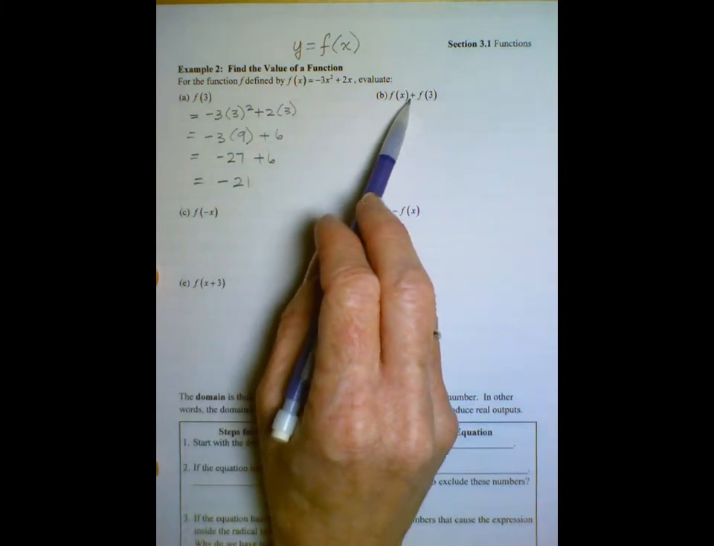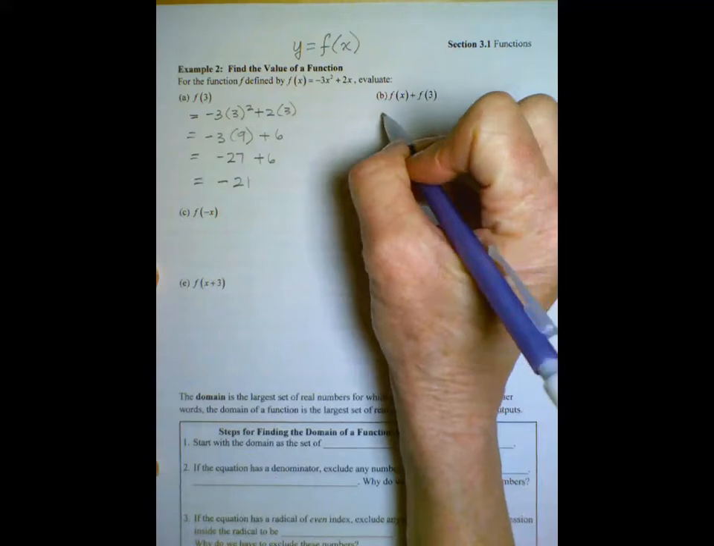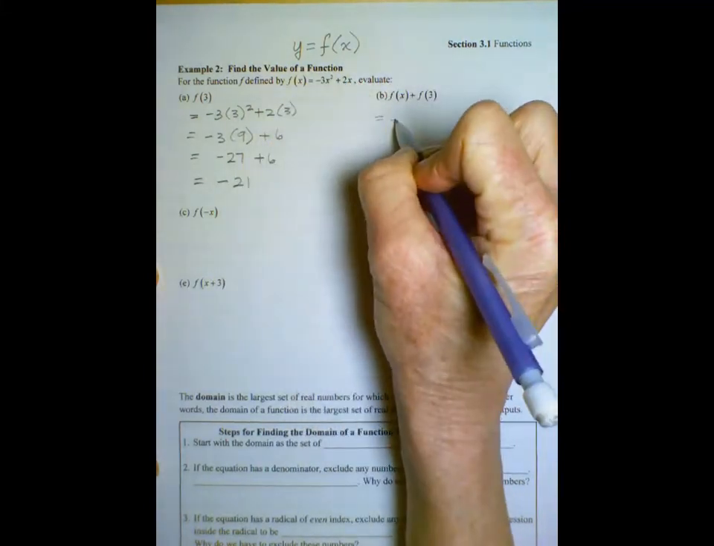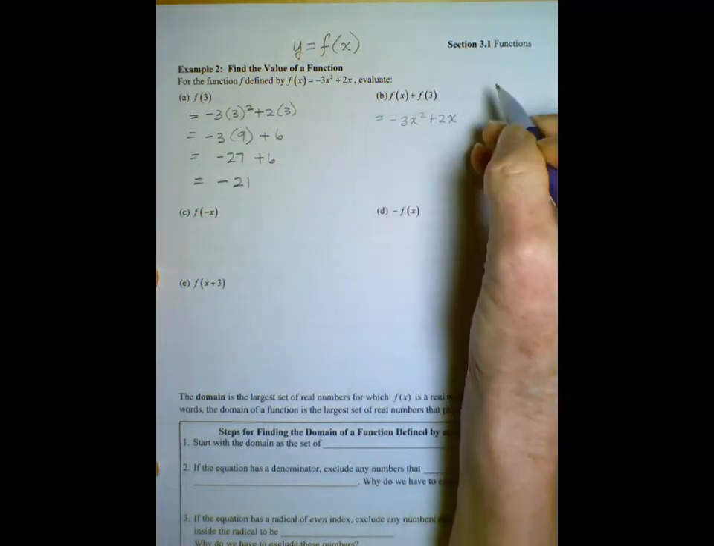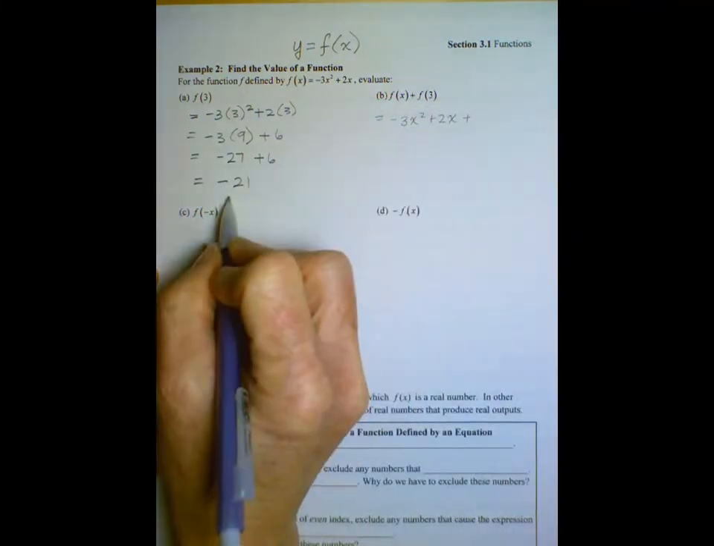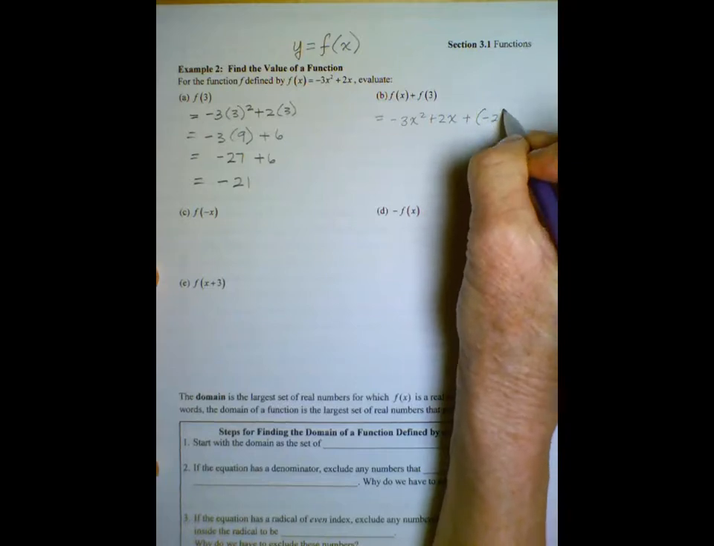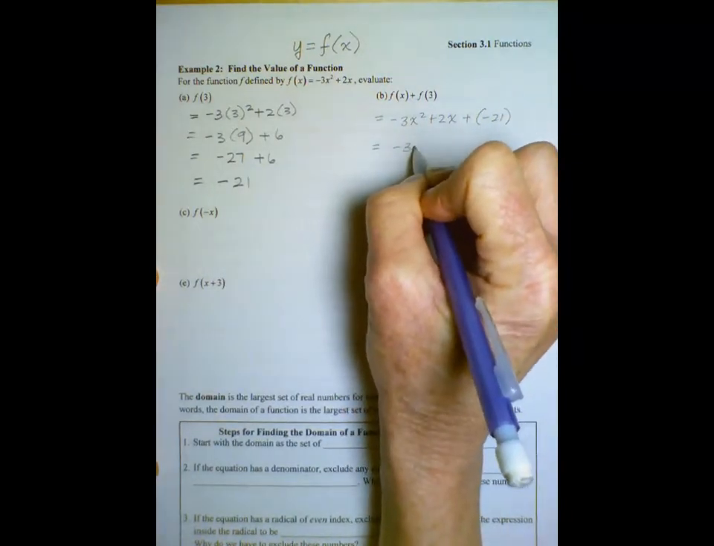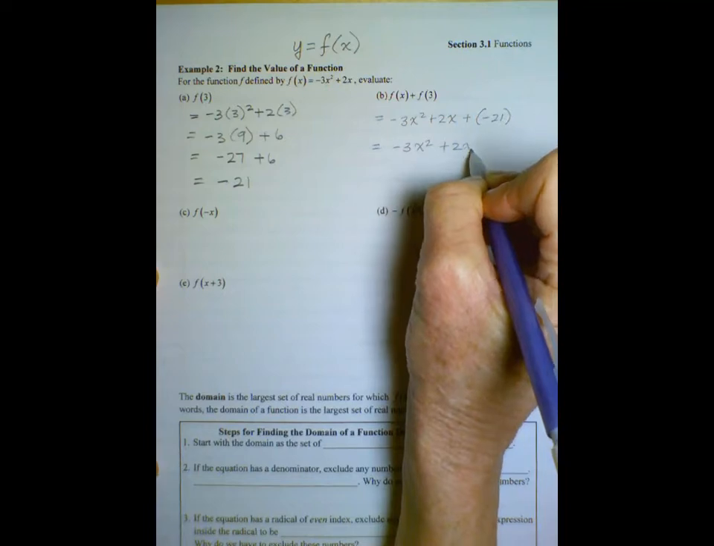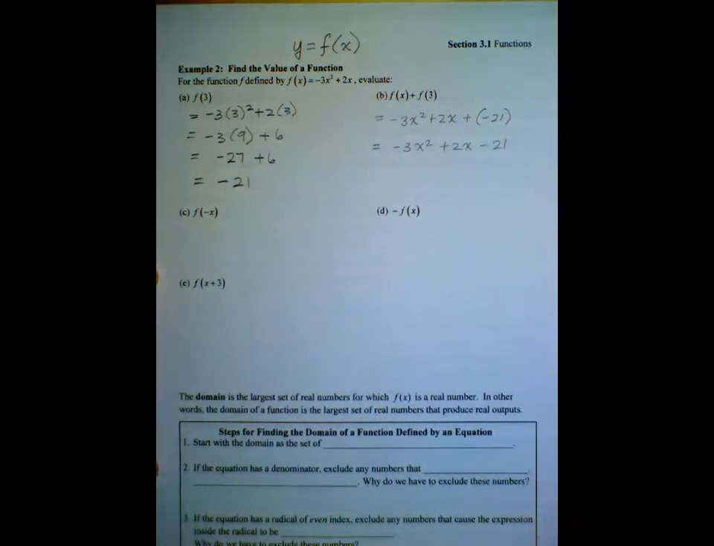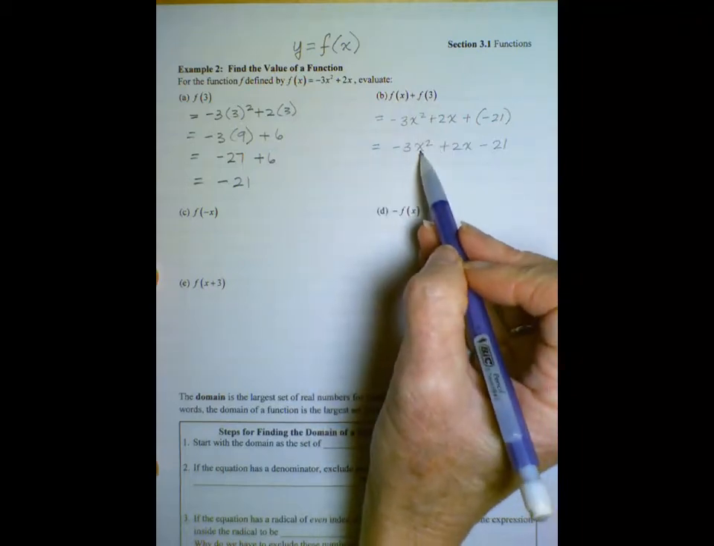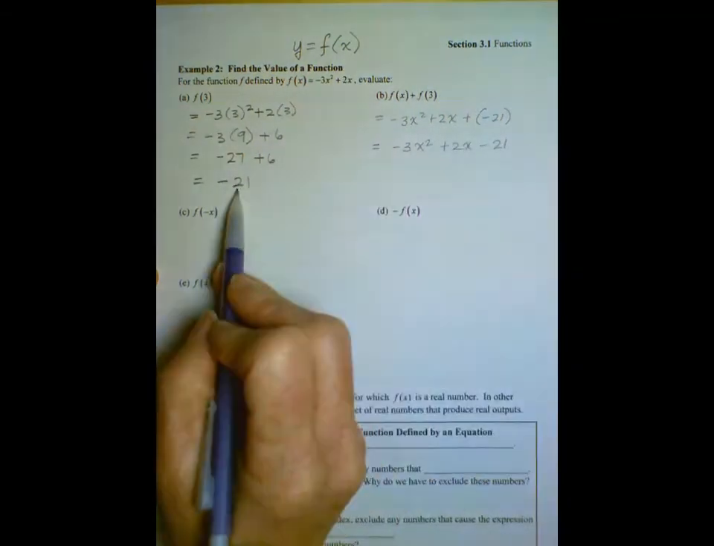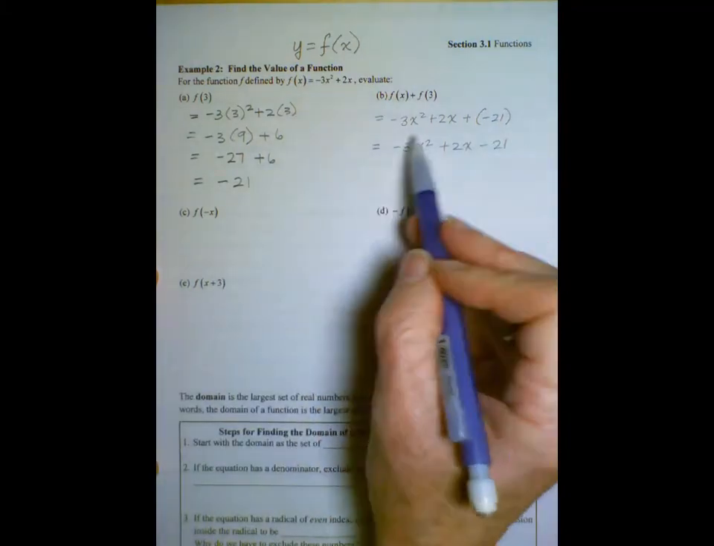In B, this is interesting, we're to find f of x plus f of 3. Well, f of x, they told us what that is. It's negative 3x squared plus 2x. And f of 3, we just found that. It was negative 21. So this would be negative 3x squared plus 2x minus 21. And that's all I can do with that, right? Because I have substituted in a variable, so I'm not going to end up with a constant as my answer. I just have this expression.